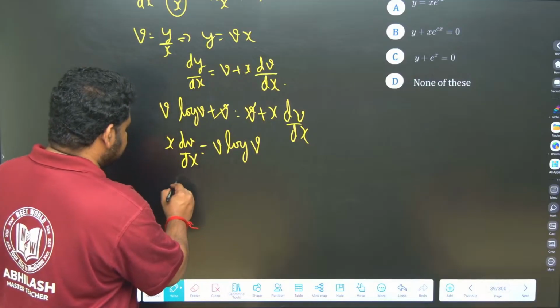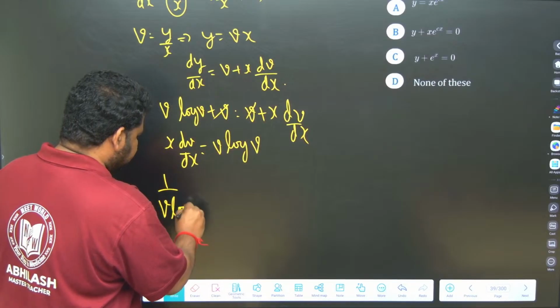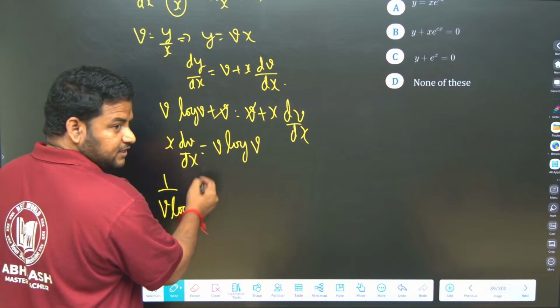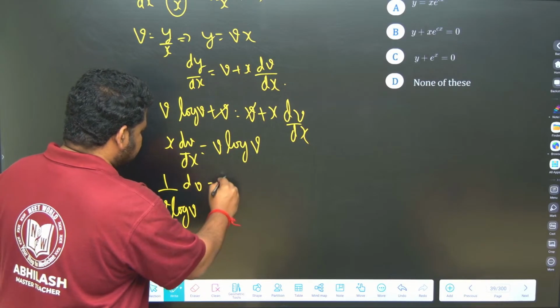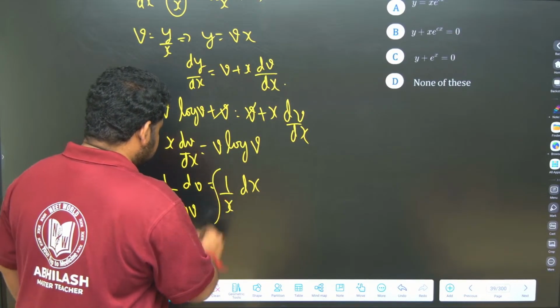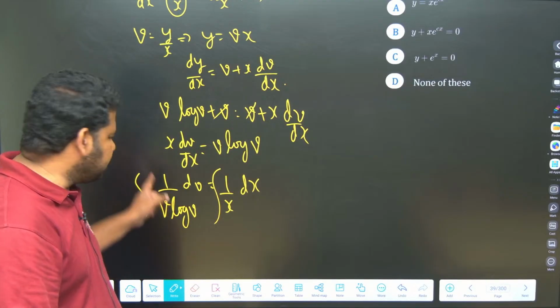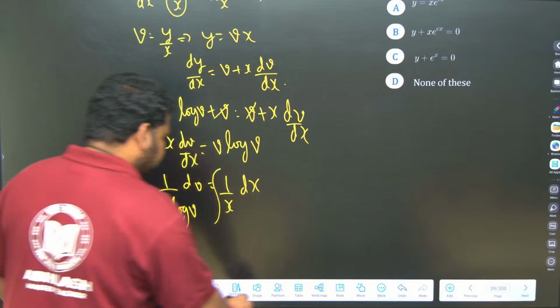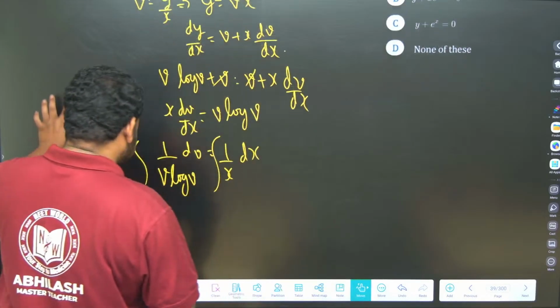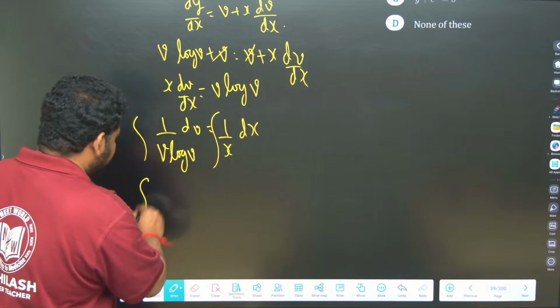So this will become 1 by v log v into dv is equal to 1 by x dx. Here I have to put a substitution, log v, which gives 1 by v into dv. If I put log v equal to t, this becomes the integral of 1 by t dt.